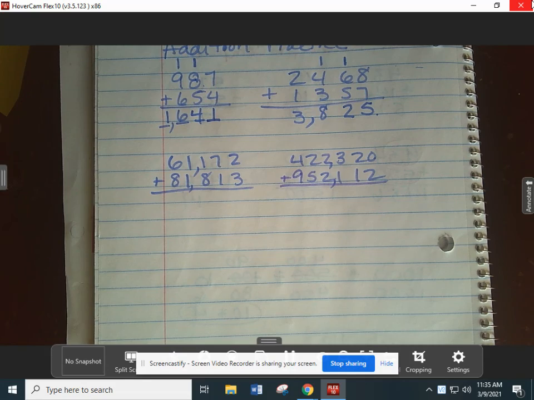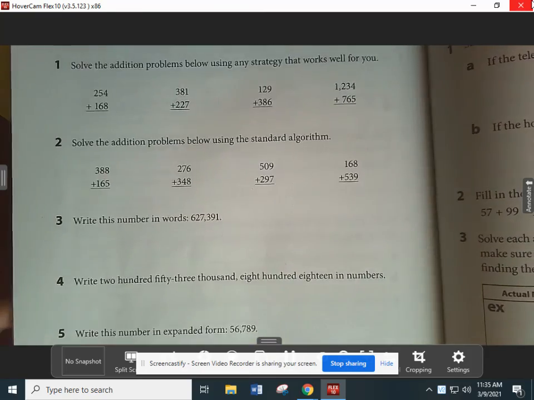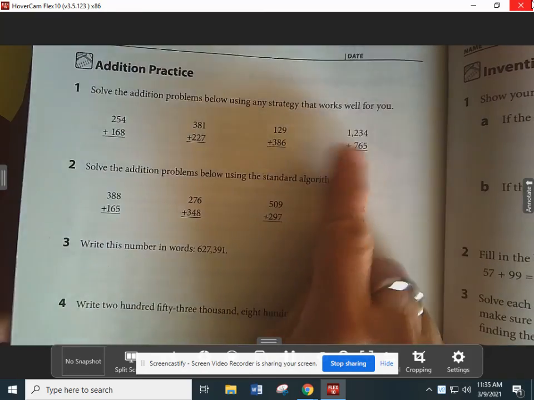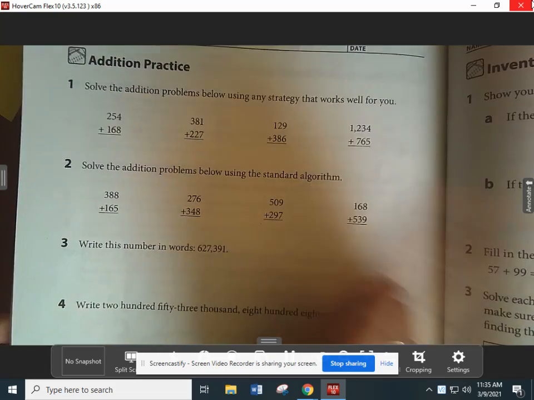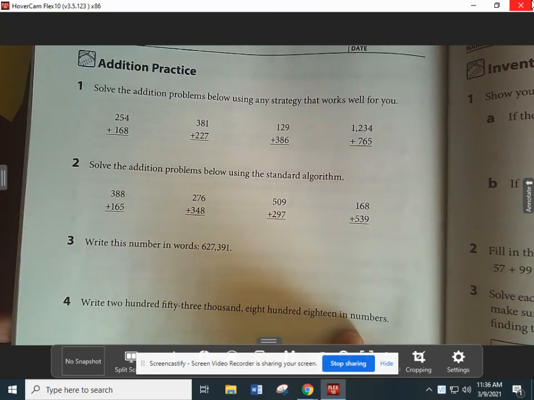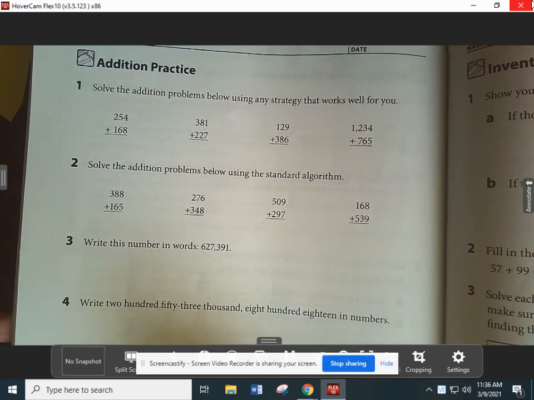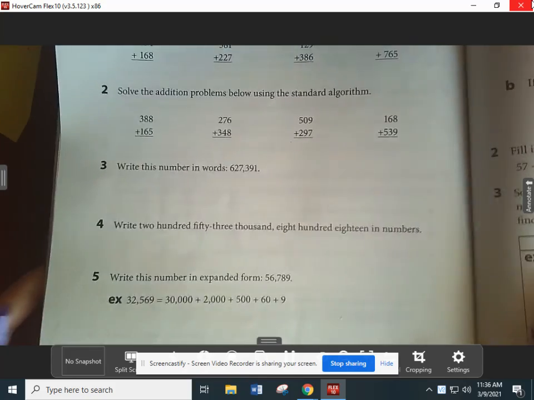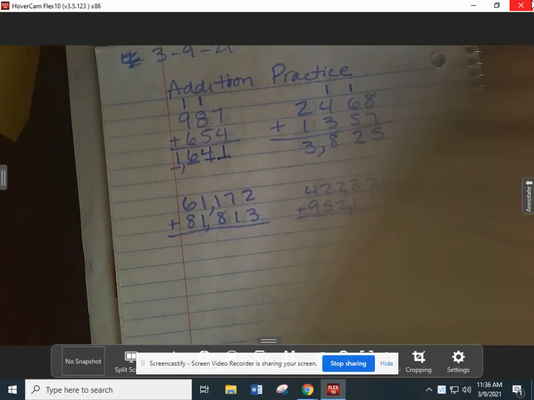People at home, you're going to just practice doing this, and then you're going to move on to page 136 in your textbook, where you're going to add. Don't worry about everything. You can do a standard algorithm. Write this in words, write this in numbers, write this in expanded form. Right down here, they give you an example of how to do it.